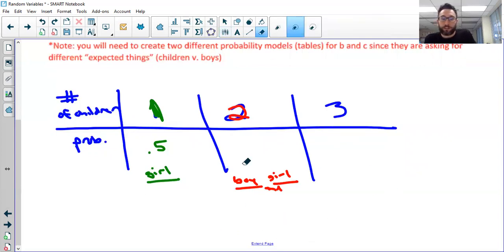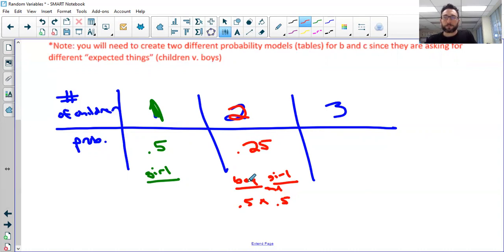So the only way they're going to have 2 kids is if they have a boy and then they have a girl. And since they're equally likely, this is just 0.5 times 0.5, or 0.25. So this is really similar to the darts example that we did in class.